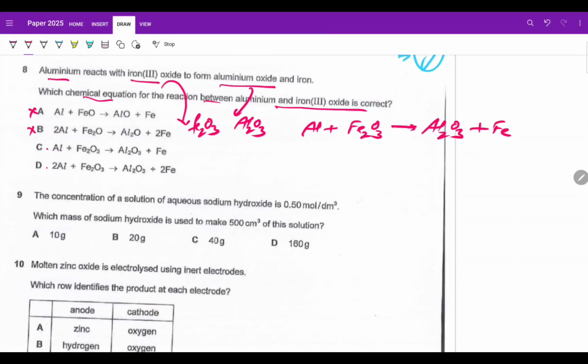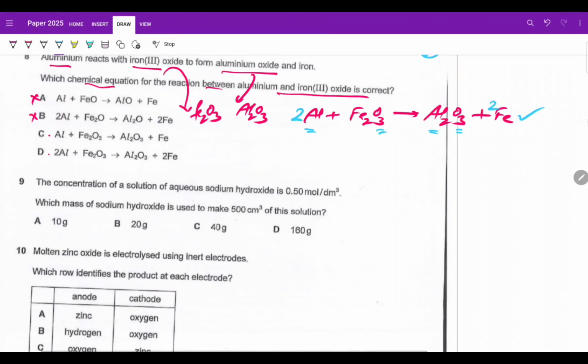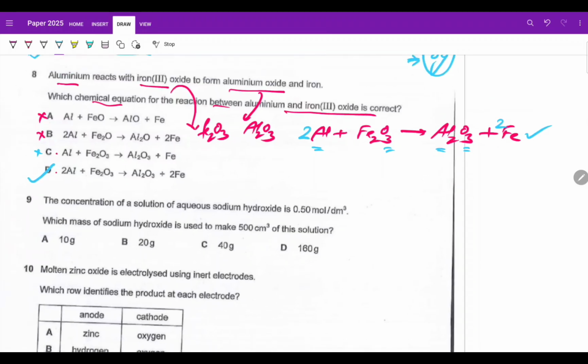Now I have to balance it. There are 2 moles of iron and 2 moles of aluminium. I put, suppose, 2 here. Aluminium becomes 2. Iron is 2. I put 2 here. Oxygen 3, 2 aluminium, 2 aluminium, 2 iron, 2 iron. It means my equation is balanced. 2Al plus Fe2O3 gives you Al2O3 plus 2Fe. Option D is the correct answer. C is not correctly balanced. Okay. For question 8, the answer is option D.